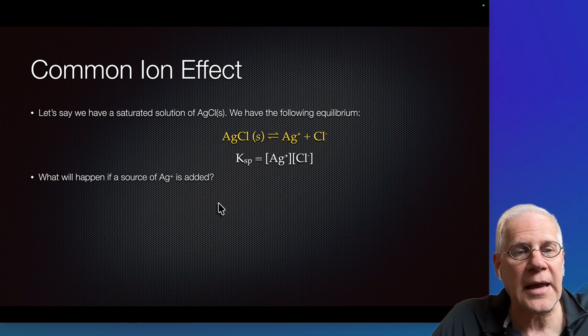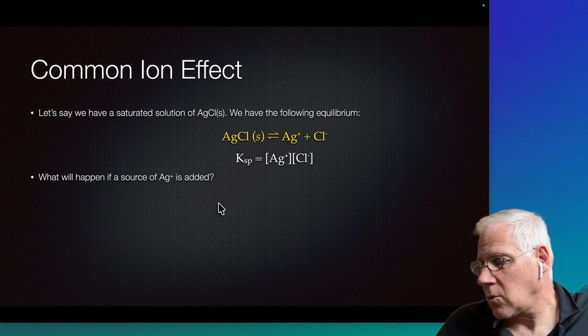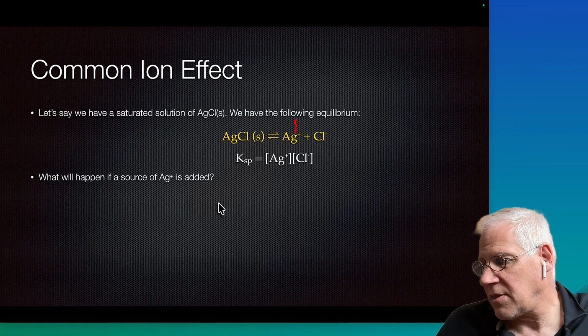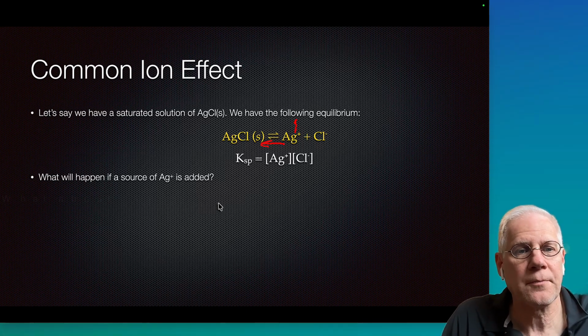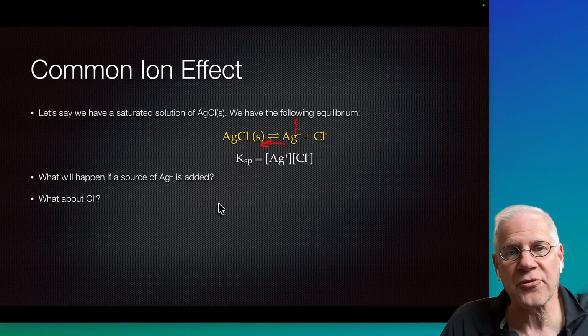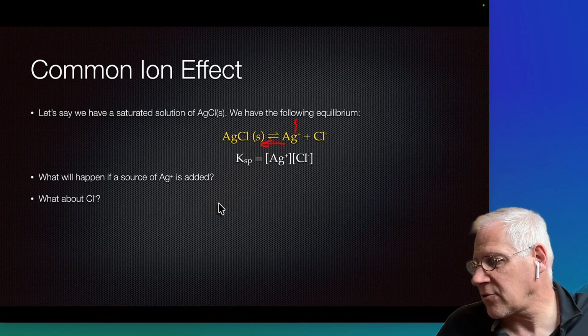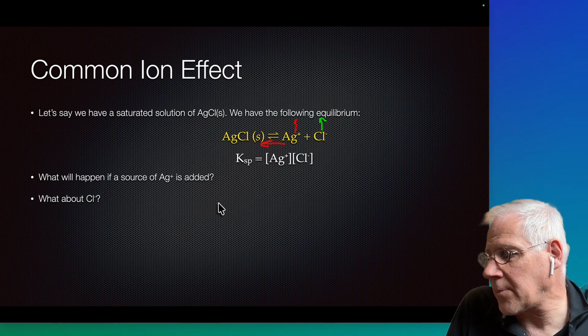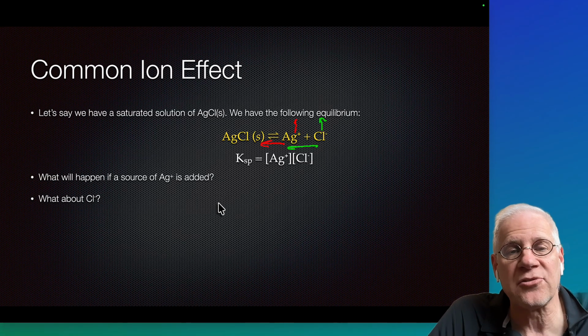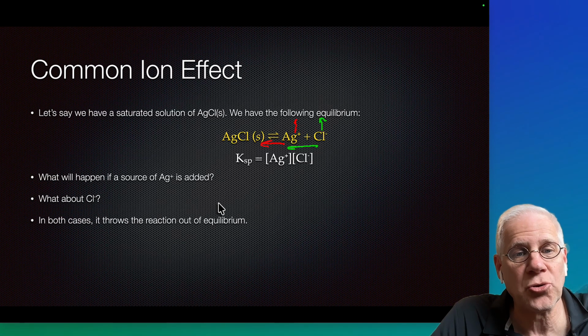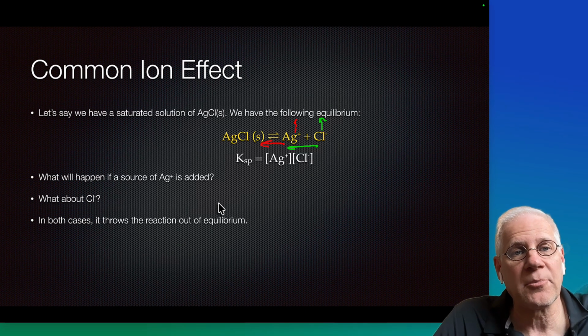Well, what would happen if I added a source of Ag plus? If I made my concentration of Ag plus go up, then it's going to force the reaction to move back in that direction. What if I added a source of Cl minus? The exact same thing would happen and it would drive that reaction back to the solid. And what that does is it makes the solid less soluble in a solution that contains a common ion to one of the products.